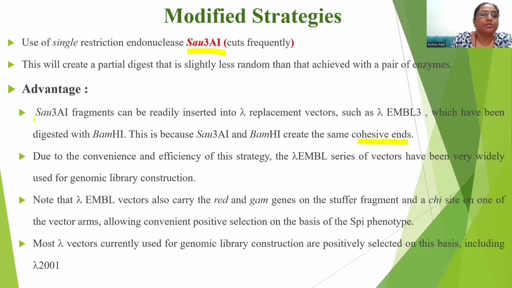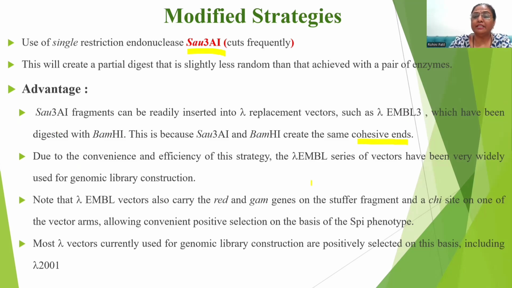Now here, the Sau3AI fragment can be readily inserted into the lambda replacement vector like the lambda EMBL3, which is digested with the BamHI. So when the replacement vector EMBL is digested with the BamHI, the ends generated are the same as the ends generated by the Sau3AI.